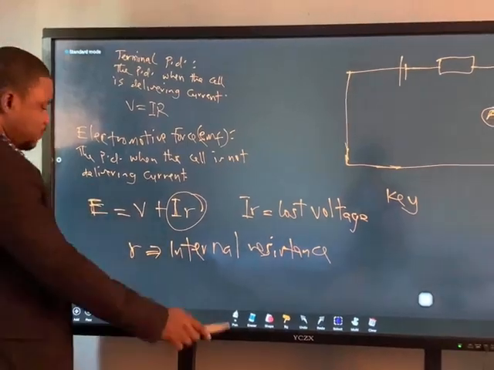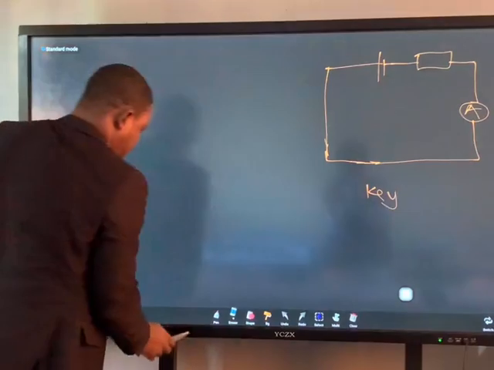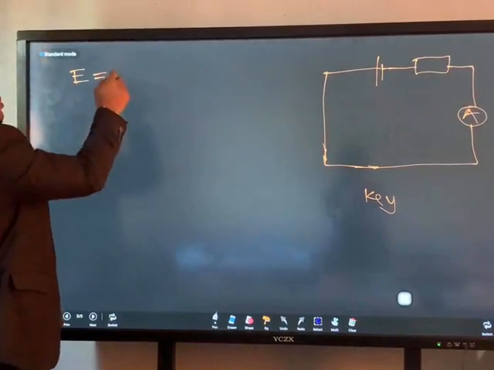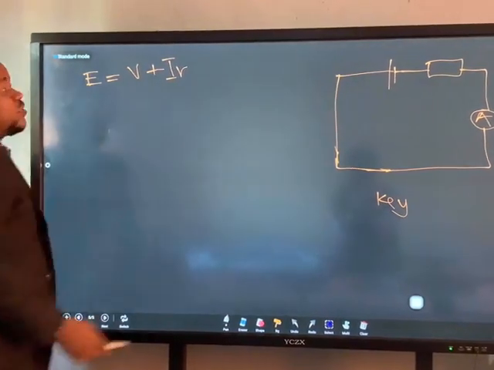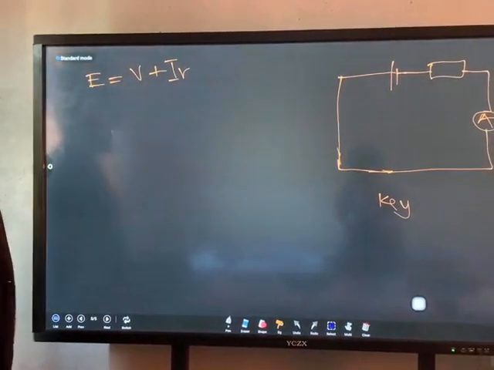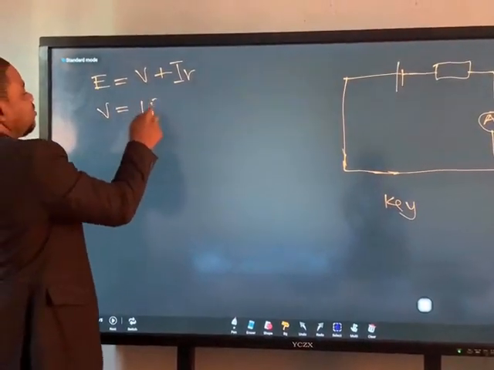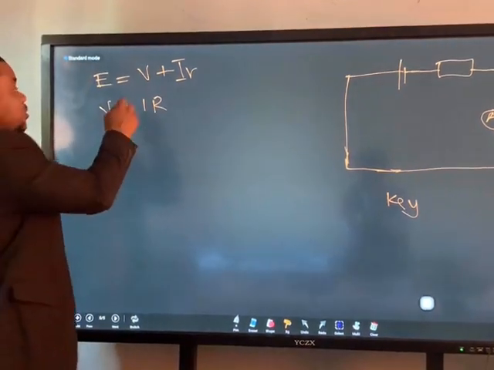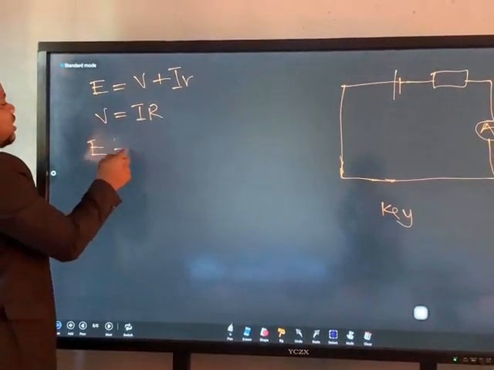Let me run back to this point. I hope you remember what we did here. We have said that electromotive force is equal to voltage plus voltage. The voltage in the circuit, that's the terminal voltage, plus the voltage in the cell, which is the lost voltage. We have also said that V is equal to IR. This R here is the resistance in the circuit. Alright? So I can have that.